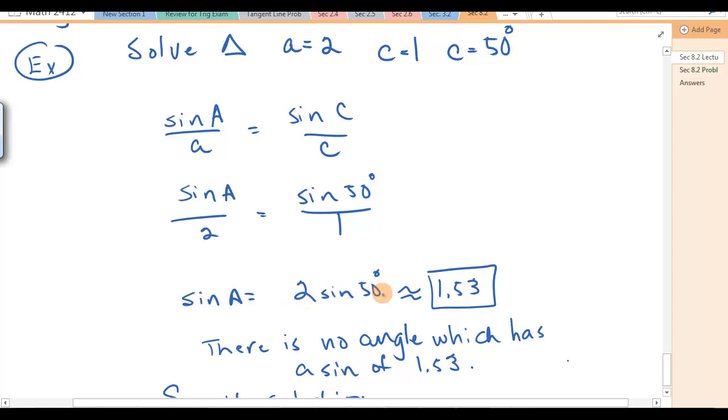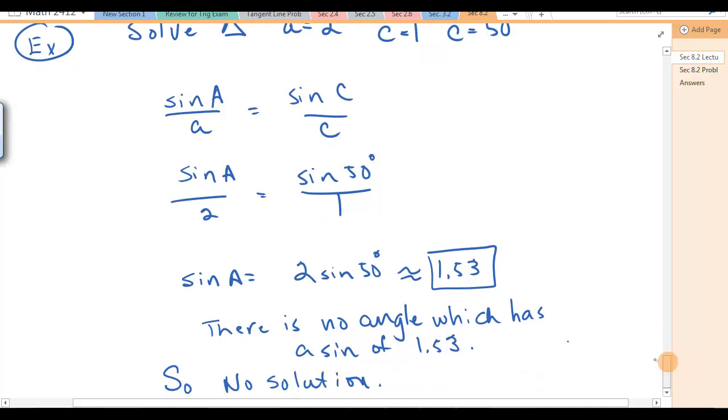Well, 2 sine 50 is about 1.53, and if we remember, sine can't be greater than 1 or less than -1. So if you tried that in your calculator, you would get an error. If the sine of this angle is 1.53, that doesn't exist. So you would have no solution, no triangle.